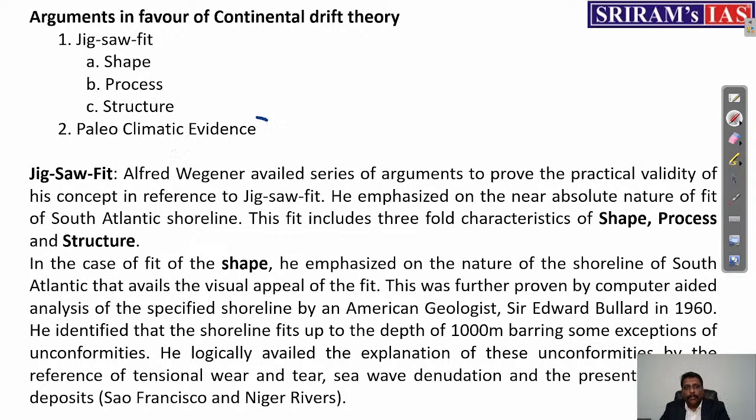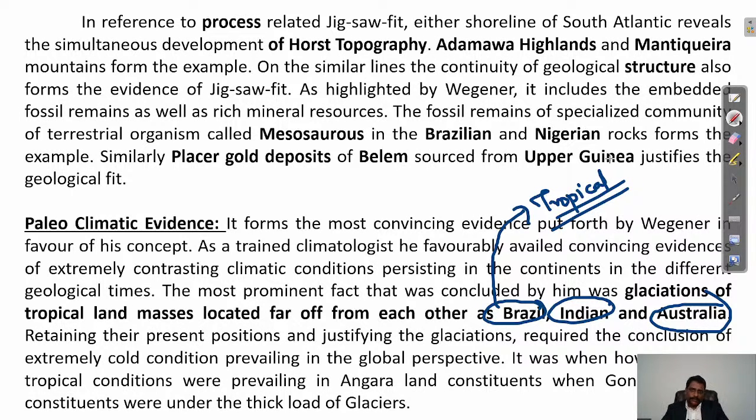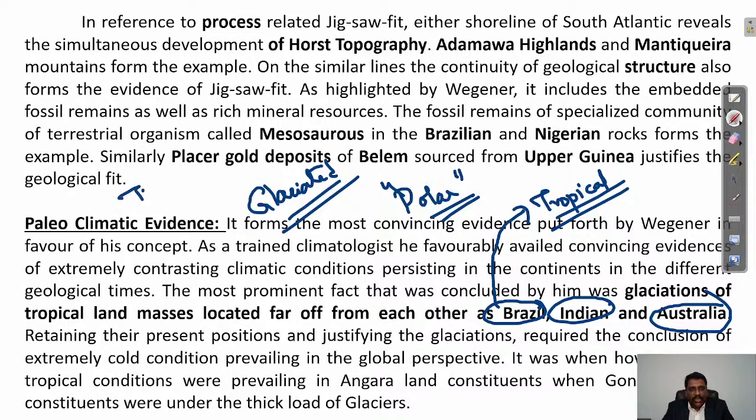And very important, paleoclimatic evidence. Climatic evidence may differ. For example, when I talk about Alfred Wegener, he himself studied three regions by difference: India, Australia, and Brazil. Today, all three countries experience a tropical condition. Tropical means warm condition. But what is interesting? In the geological past, they were experiencing polar-like conditions. They were highly glaciated.